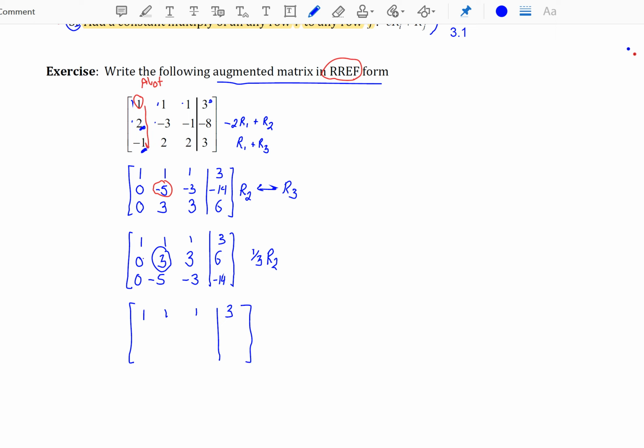So 1/3 times 0 is still 0. 1/3 times 3 is a 1. 1/3 times 3 is a 1. 1/3 times 6 becomes 2. And the bottom row did not change. Now that we've created a 1 in this pivot position, I want to make what's below this turn into 0. Now I do need what's above it to turn into 0, but generally when I do my work, I do that later. I always focus on making the numbers below the pivots 0 first.